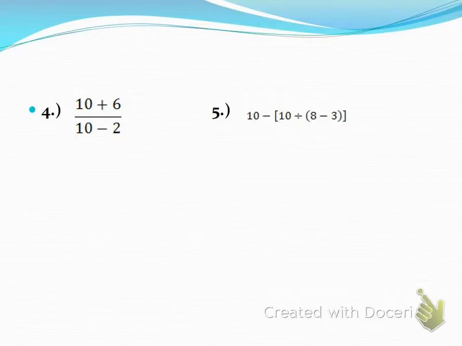So if our fraction bar is splitting us into a top group and a bottom group, we can do each of those at the same time, but they have to be done separately. So that means I've got to do 10 plus 6 to give me 16. Then I have to do 10 minus 2 to give me 8. Then, now what is the fraction bar doing after that? Dividing. 16 divided by 8 is 2.